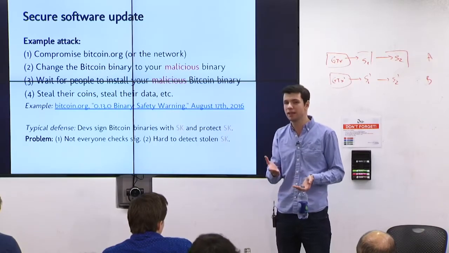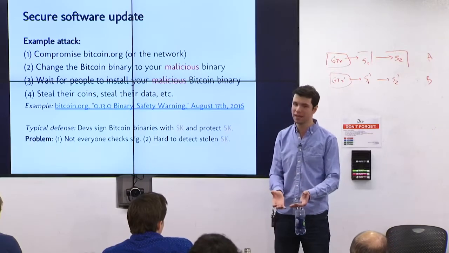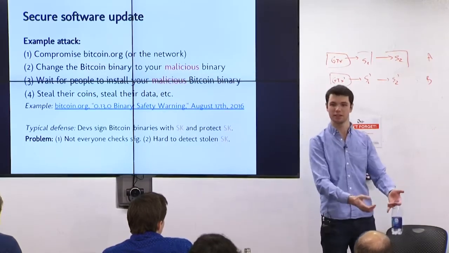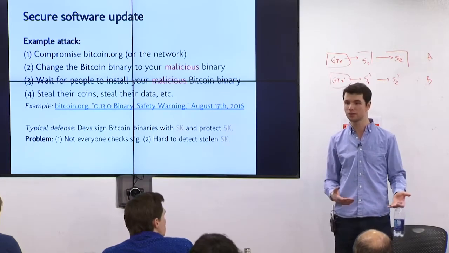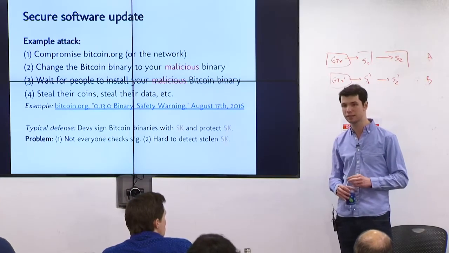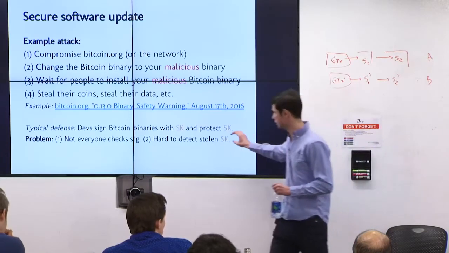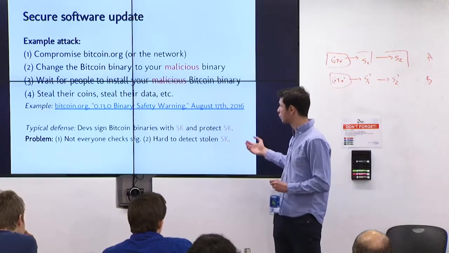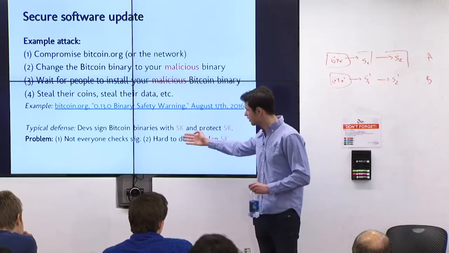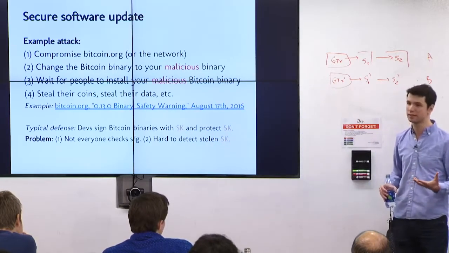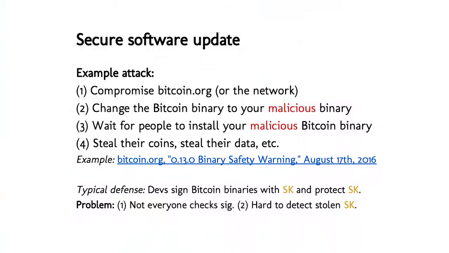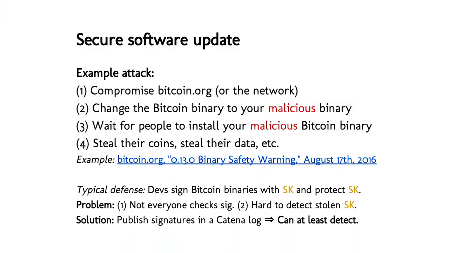Unless you realize what happened, then you take your Bitcoin binary and you go with it to the Bitcoin devs and they check the signature and they say, oh wow, this is a valid signature and we never signed it, so somebody must have stolen our secret key. So the core of the problem is that it's hard for whoever publishes software to detect that their secret key has been stolen, to detect malicious signatures on their binaries. Does that make sense?